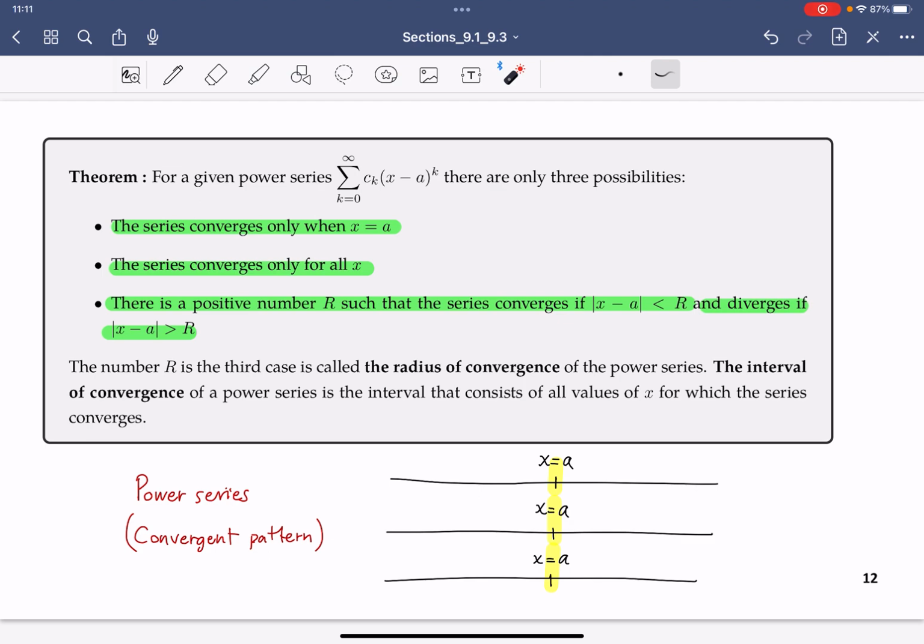But now the first case says that it could be convergent only at a. And then the second case says that it is convergent for the entire line here.